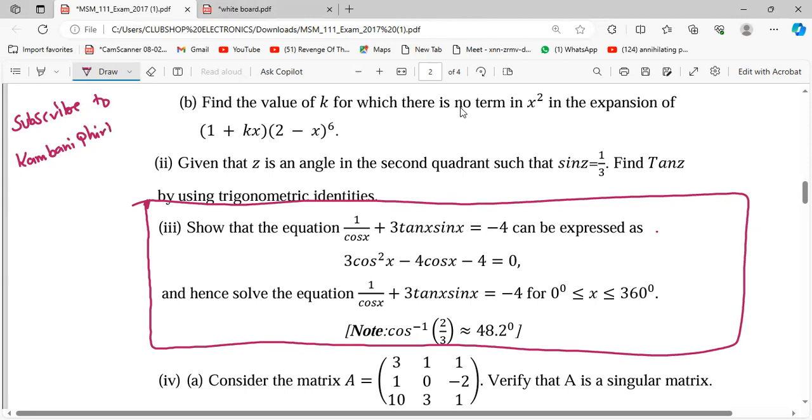All right, so this applies to all GCE, which is even A-level mathematics, A-level mathematics, university mathematics, and so on and so forth.